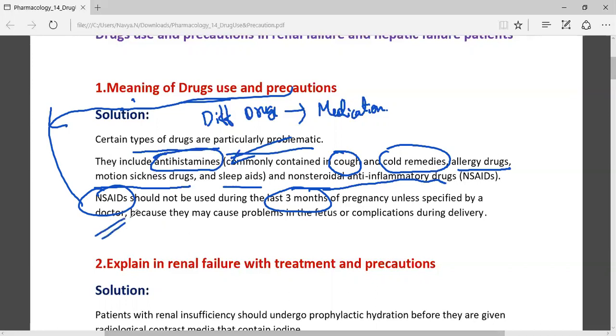Without the prescription of the doctor, the patient should not consume it if the patient is 3 months into a pregnancy, because it may cause a problem. That is what the precautions here mention. Otherwise it may cause problems in the fetus or complications during the delivery also. These are the precautions to be followed by the patient before taking any medication.